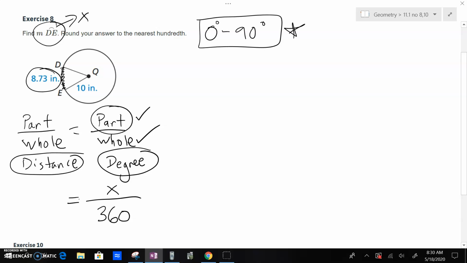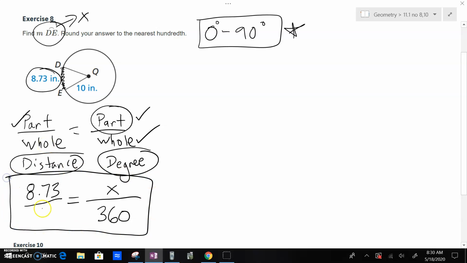On the left-hand side, I know the part for distance is 8.73. I do not know the whole. So I've got 3 of the 4 pieces. To solve this equation, I need to get something in the denominator on this left-hand side for distance. The way I'm going to do it is I'm going to use this 10. That 10 is the radius. The whole is the circumference of the circle.